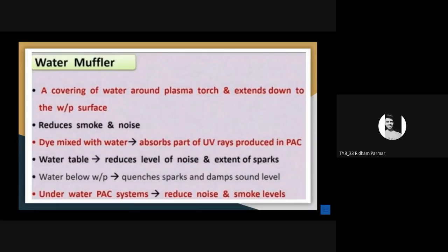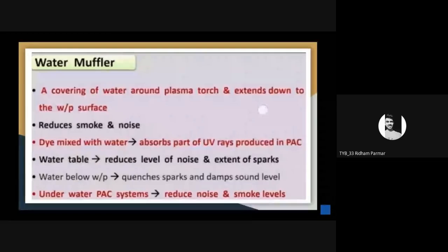In some cases, a water table is also used to reduce the level of noise and the extent of spark. Water below the workpiece quenches sparks and damps the sound level also. So underwater plasma arc cutting systems are also available, which effectively reduce the noise and smoke level. So these are the elements of the plasma arc cutting system.